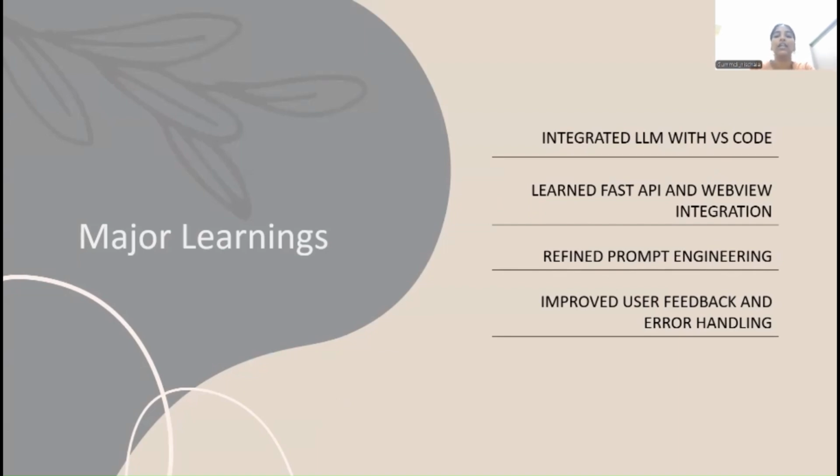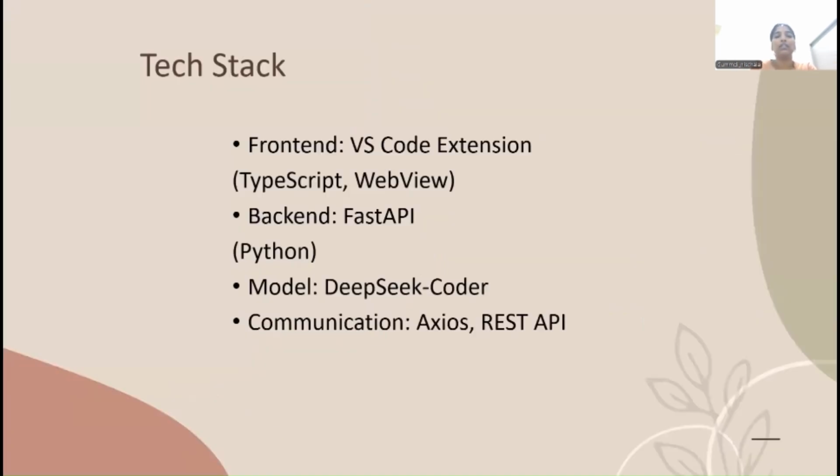Another key skill I developed was prompt engineering, learning how to craft prompts that consistently deliver useful and clean outputs, especially for tasks like debugging and explaining code. Finally, improving the user feedback mechanism and error handling helped create a much smoother and more reliable user experience inside the extension.